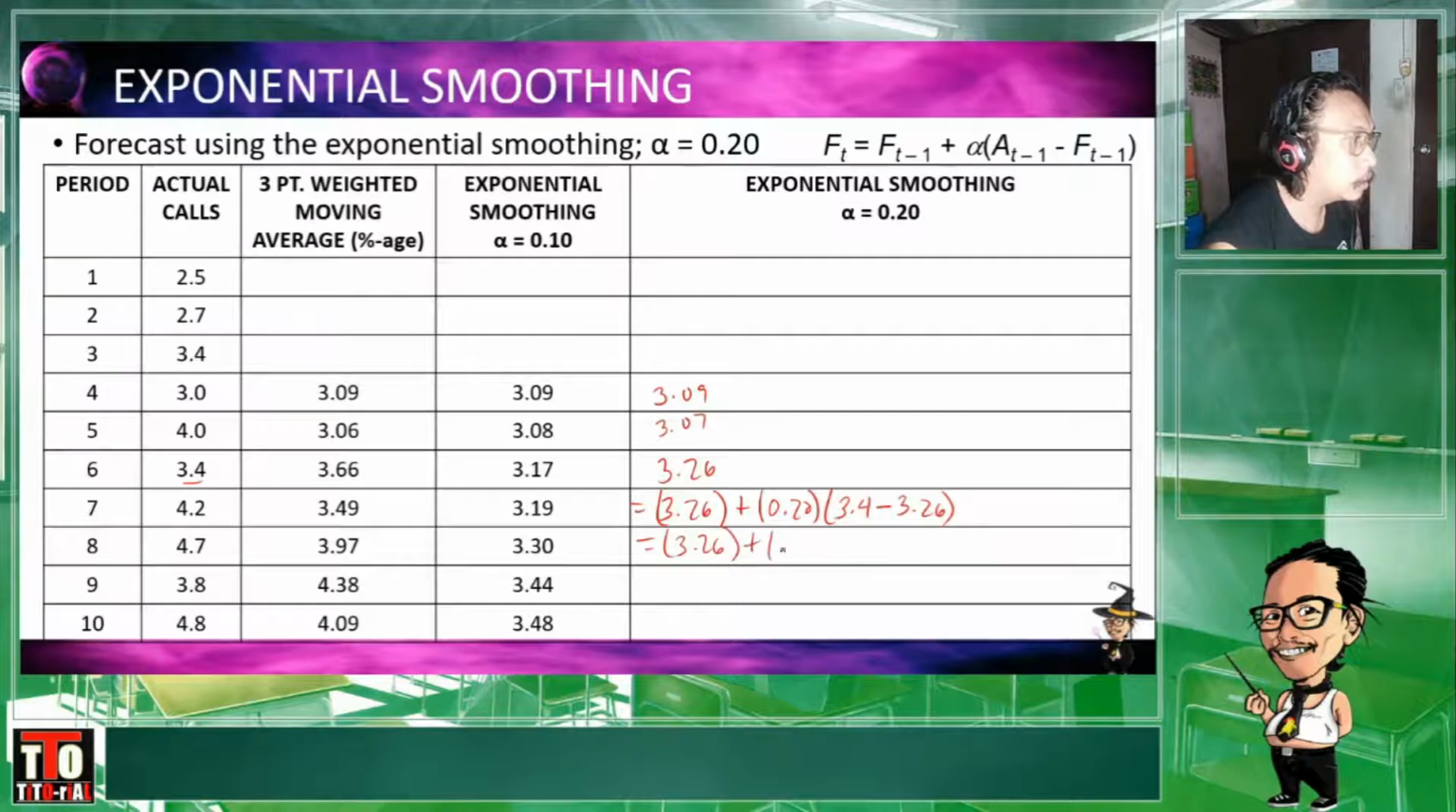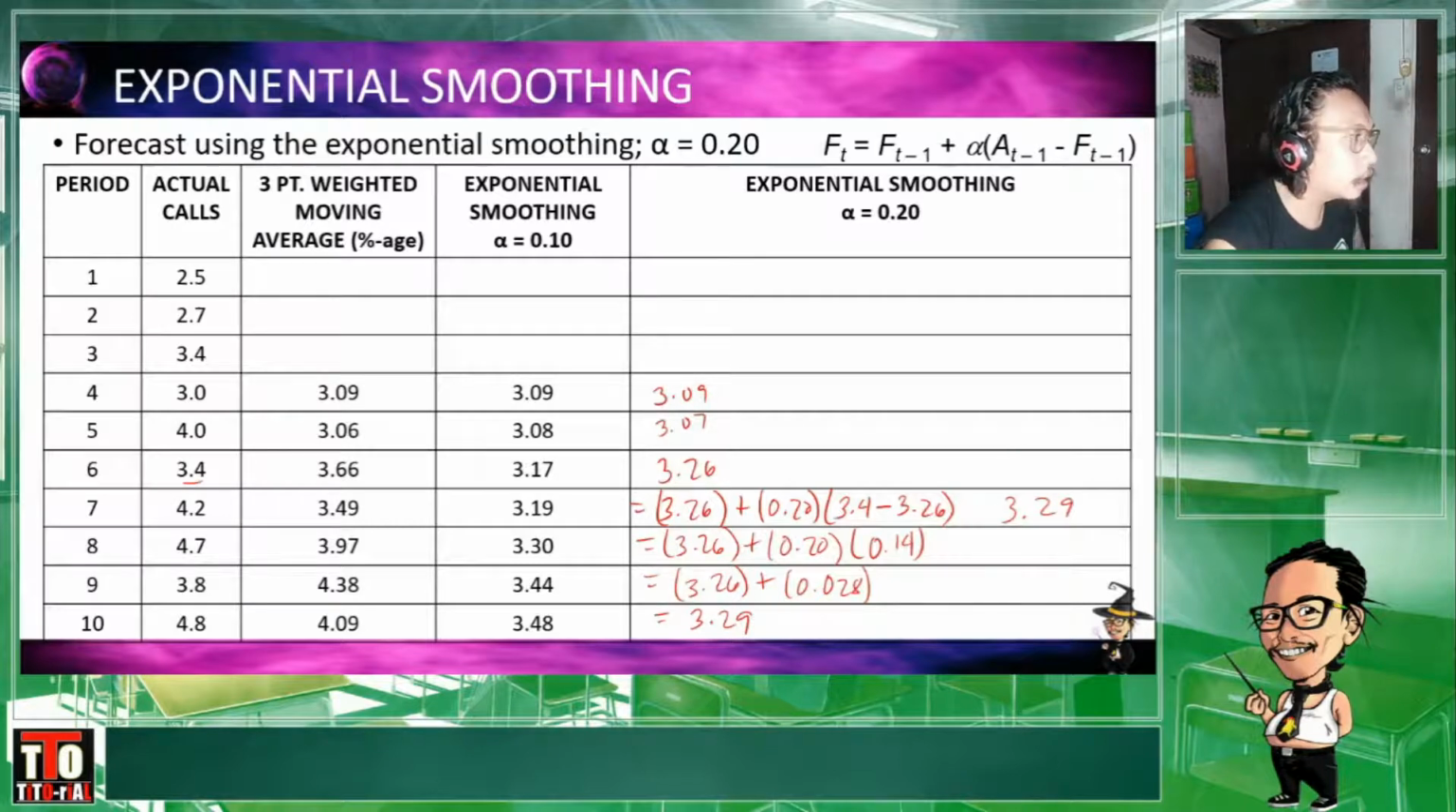3.26 plus 0.20. And then let's subtract 3.4 minus 3.26. You will have 0.14. Then 3.26 plus, let's multiply now 0.20 with 0.14. So that would give us 0.028. Okay? So 3.26 plus 0.028, we will have 3.29. So 3.29 is our forecast value for period 7.